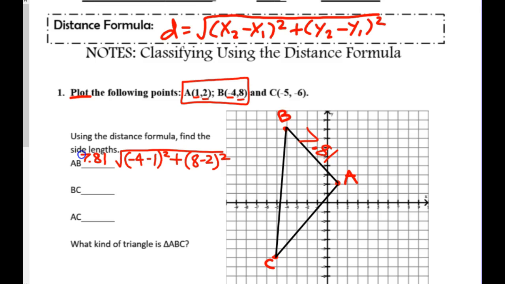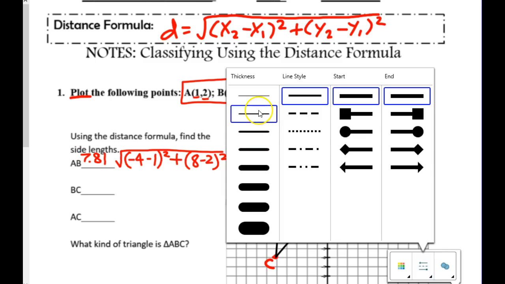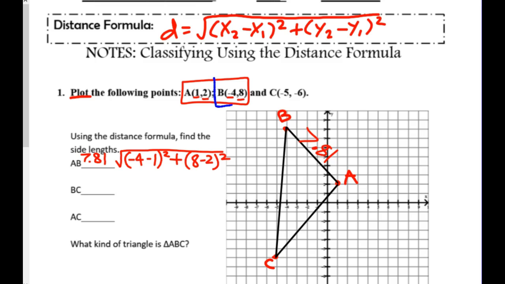BC. So for BC, we're going to use points B and C, right? In blue here. So let's write it out again. Square root, parentheses, what is x2? -5 minus, what's x1? -4. So this is kind of weird. We're going to have a negative minus a negative. So it's -5 minus -4, parentheses, squared.